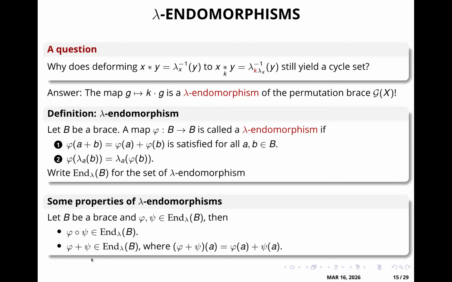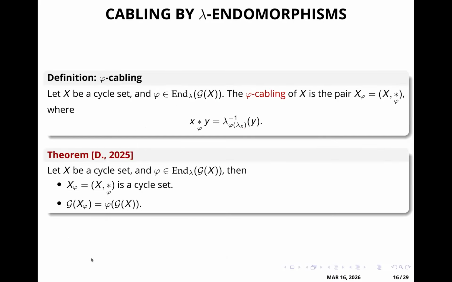using lambda endomorphisms, we get a far more general notion of cabling. Namely, we can take an endomorphism phi of the permutation brace of a cycle set and deform the multiplication in our cycle set by this. So instead of replacing lambda x by k times lambda x, we replace it by phi of lambda x. And it turns out we get a new cycle set. So this is a more general way to deform cycle sets in order to gain new cycle sets.